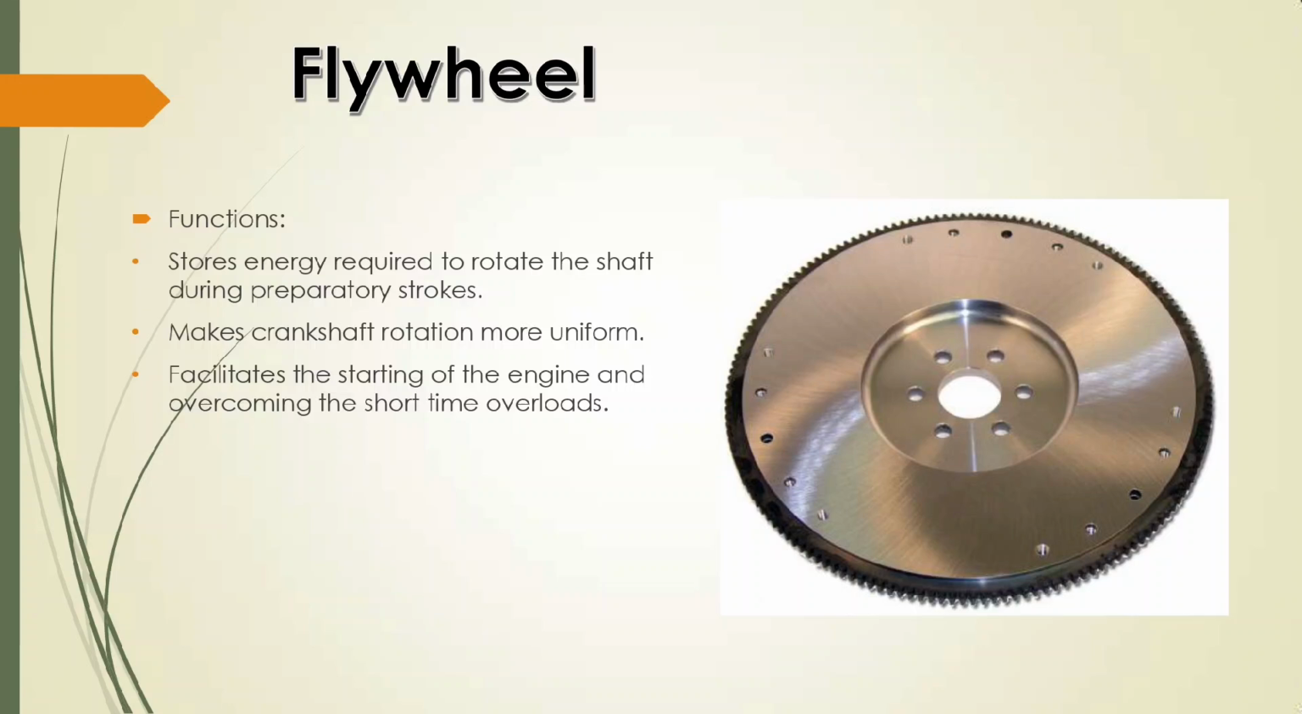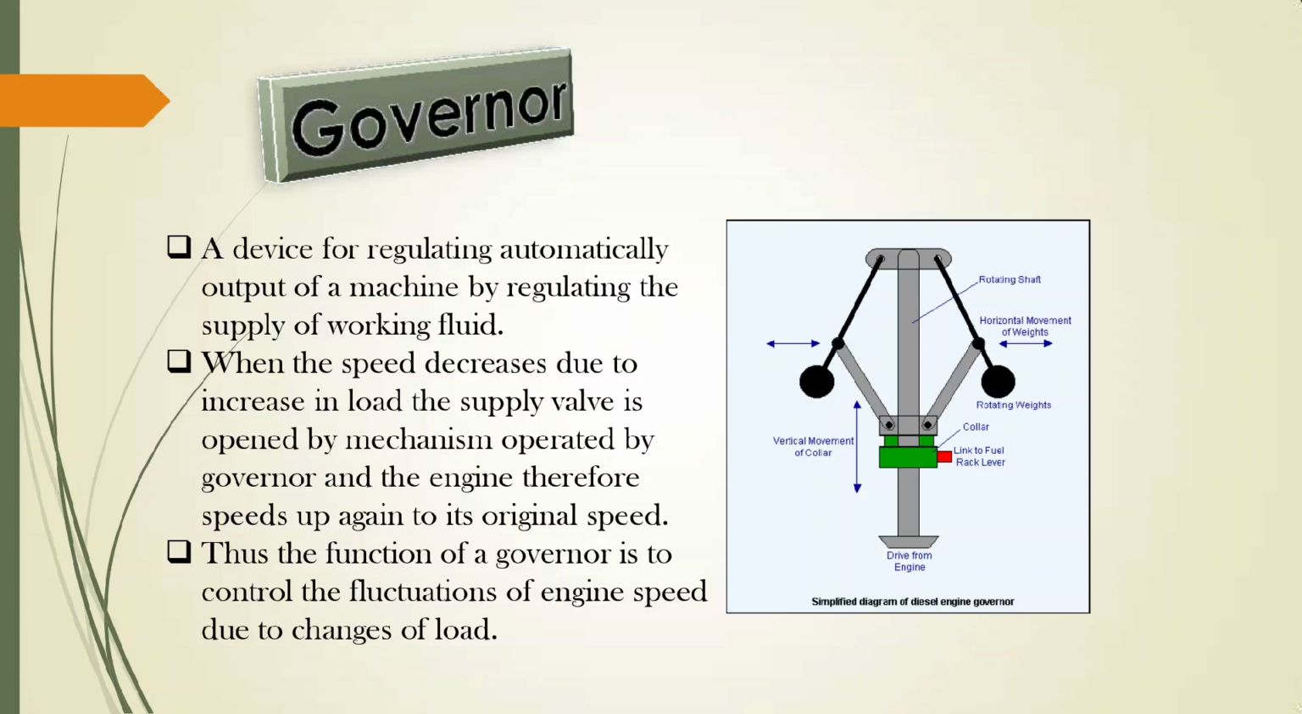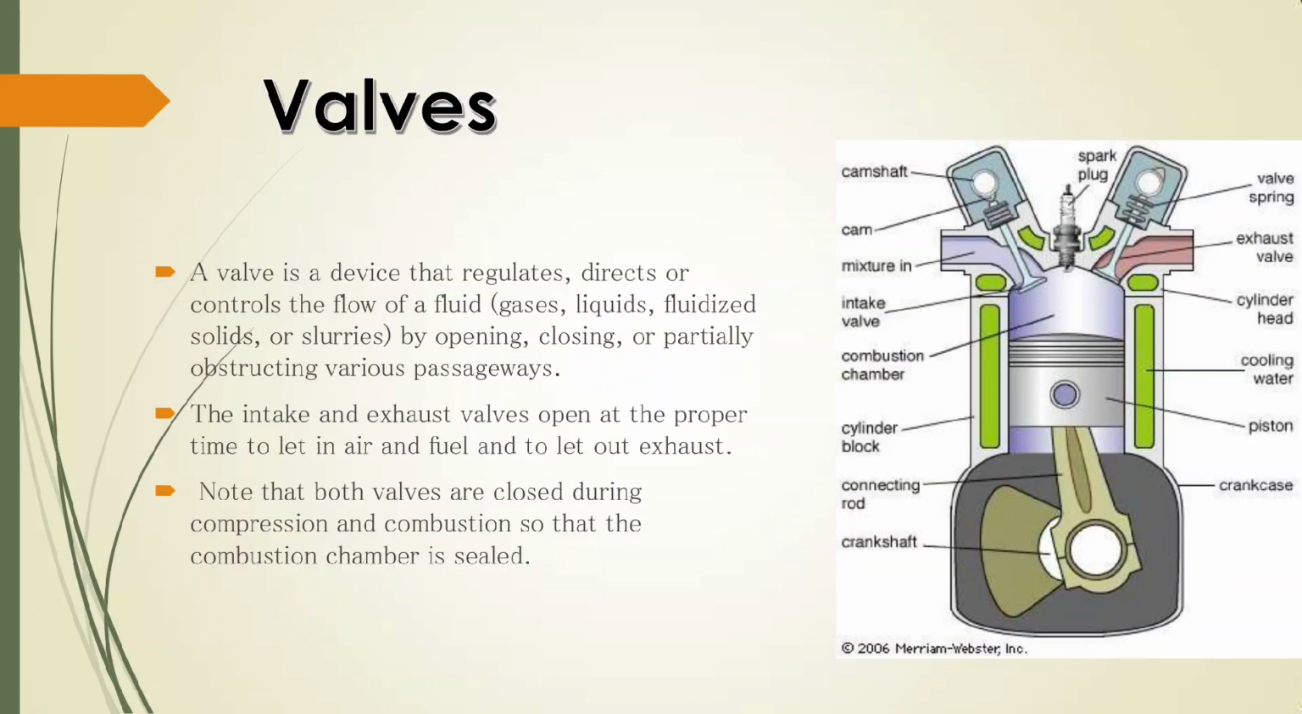Flywheel is the energy reservoir which stores the energy required to rotate the shaft during preparatory strokes, makes crankshaft rotation more uniform, and facilitates the starting of the engine. Governor. The governor is a device for automatically regulating the output of a machine by regulating the supply of working fluid. The function of the governor is to control the fluctuation of the engine speed due to the change of load. Valves. Each engine cylinder has two valves. One is called the inlet valve, another is called the exhaust valve.